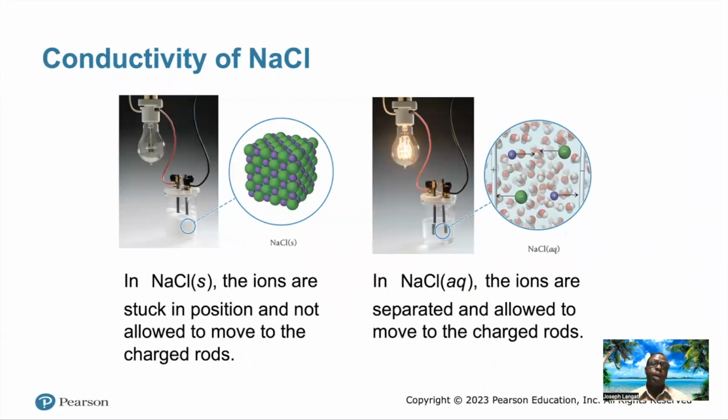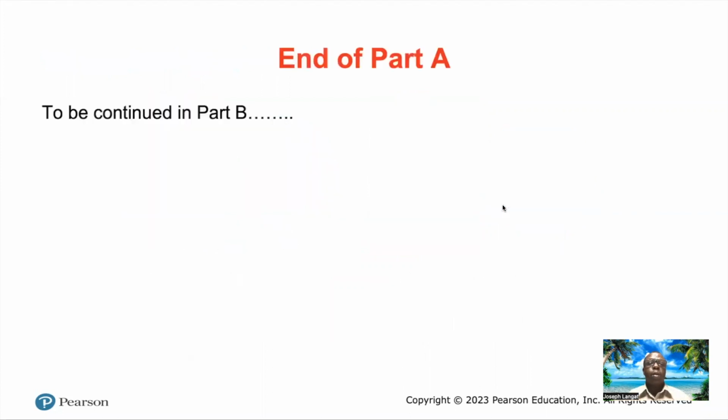section 10, part A. All right, this is something we learned earlier on, properties of ionic compounds. They are strong electrolytes, conducting electricity when dissolved in H2O. While still solid, it doesn't conduct electricity. This one conducts electricity. That marks the end of part A. We will come back again in part B.